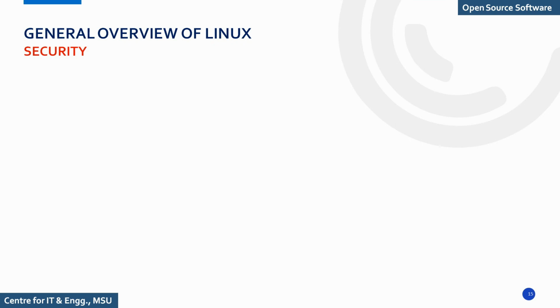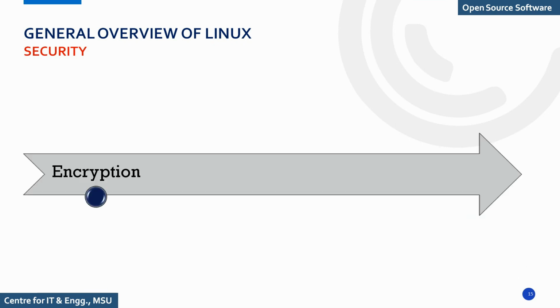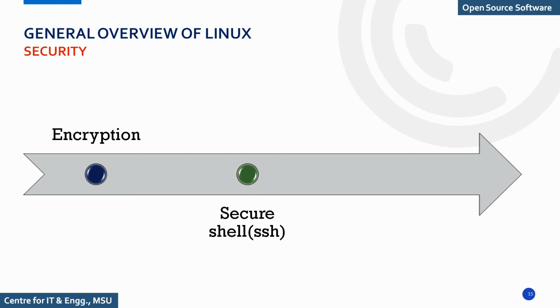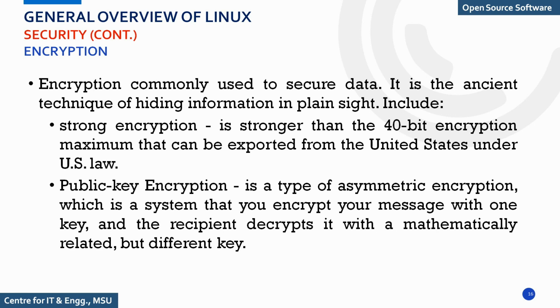Next topic is security of Linux. In this, we are going to see about encryption, SSH, that is secure shell, and the last is principles of security in Linux. As we all know, encryption is commonly used to secure data. It's a very old technique to hide information.